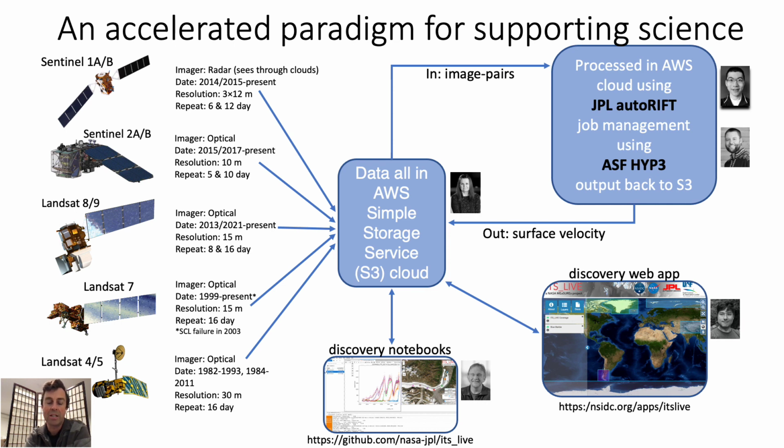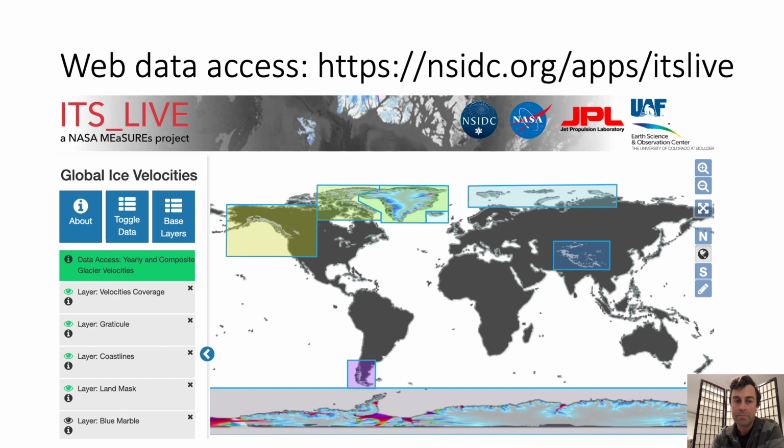From there, you can access it. So you can access it by a more traditional method. You can go and search the web, or you can go to a discovery notebook and actually start working with the data. And that's what I want to show you next. So here's the web address if you want to access the image pair data via search, and then you get a list of URLs and you can download all of that data.